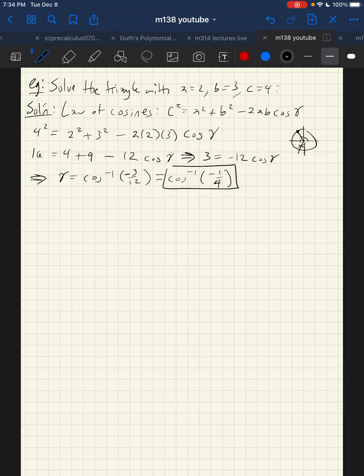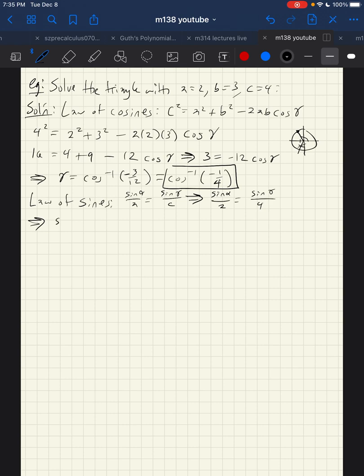Next, we can use the law of sines. I can actually use the law of sines to find alpha and beta, but I'll just use it to find one. Let's say the law of sines. Now we have that sine alpha over A equals sine gamma over C, because this ratio holds for all A alpha, B beta, and C gamma. So now I have sine alpha over 2 equals sine, and I'm just going to call it gamma until I actually have to use it, over 4.